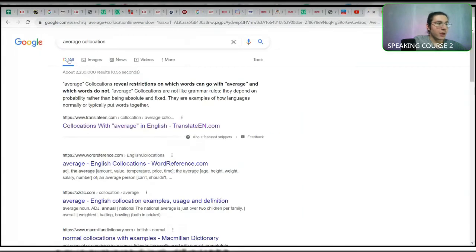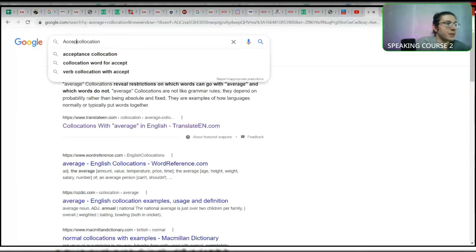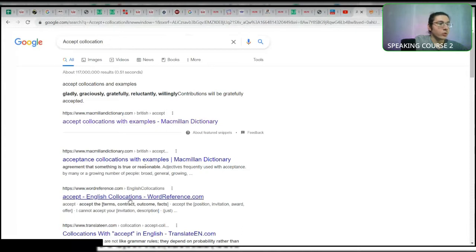Let's take a look at another word from the list. Let's say accept. So average is a noun or an adjective. Let's look at the word accept. This is a verb. So, accept collocation. Here's the Macmillan Dictionary. So here are some collocations. Macmillan Dictionary is a cool site.